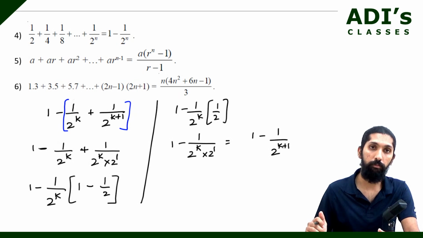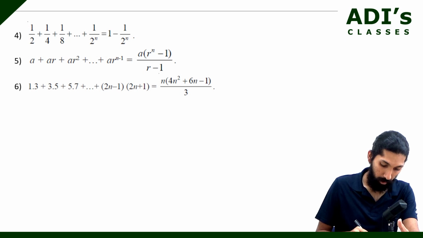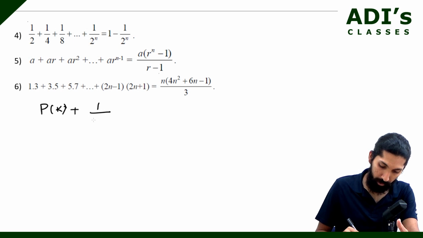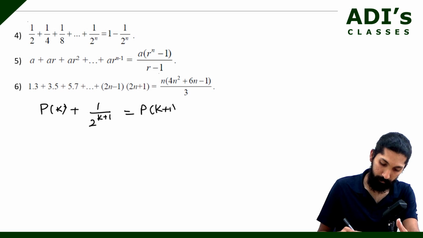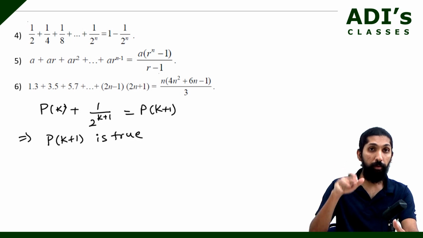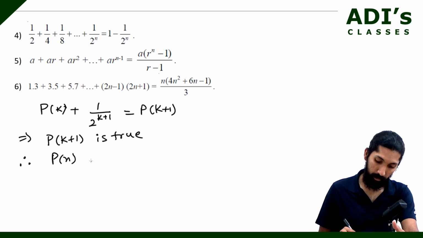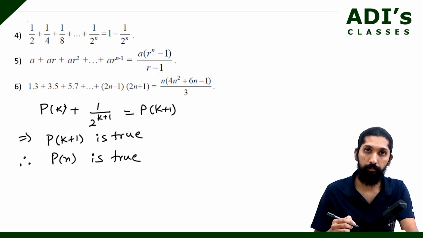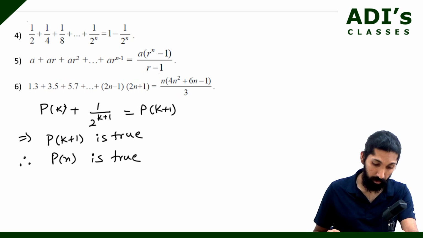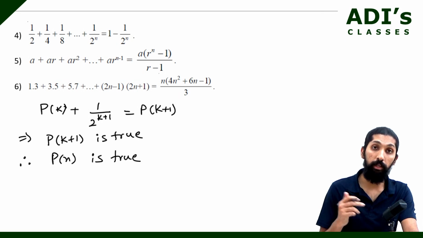Conclusion will write now. What you get is that p of k plus 1 by 2 to the power of k plus 1 is equal to p of k plus 1. So this implies p of k plus 1 is true. If p of k plus 1 is true, you can say therefore p of n is true. Clear? So this is the answer for the fourth one. Similarly, we'll do the next one.